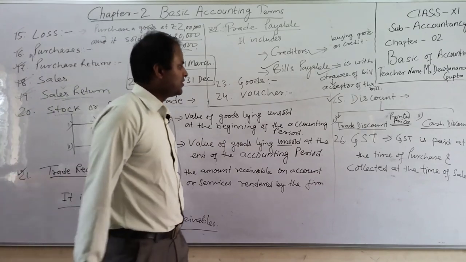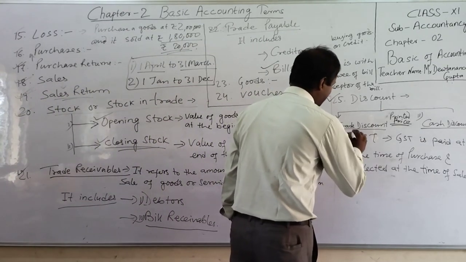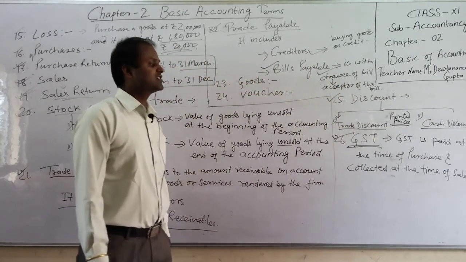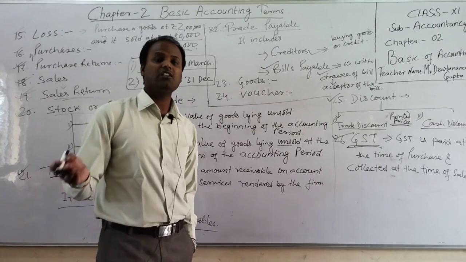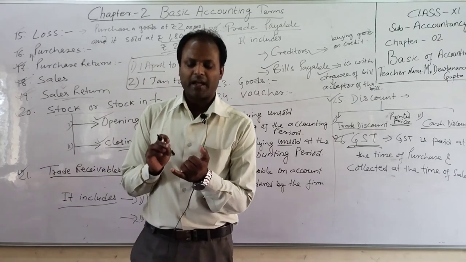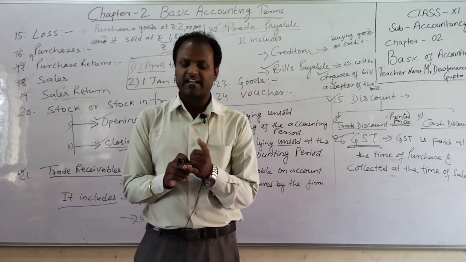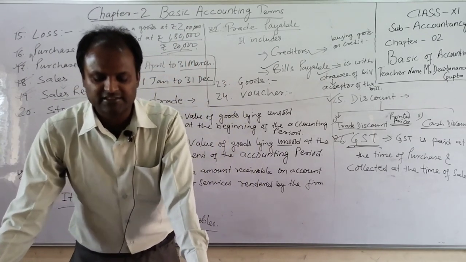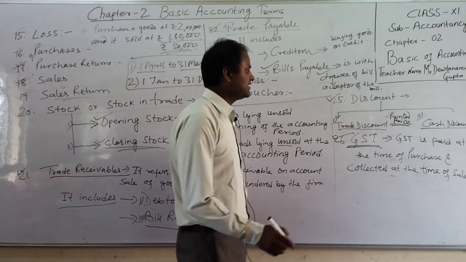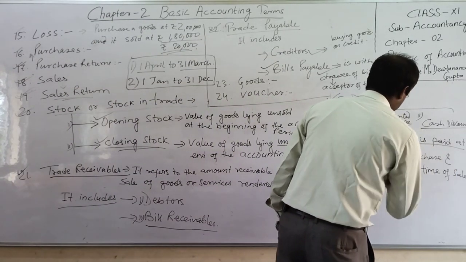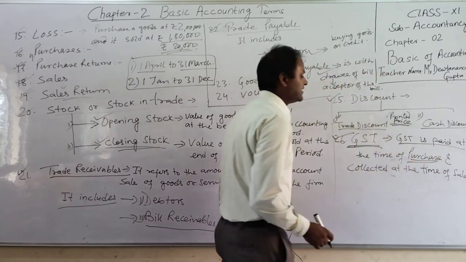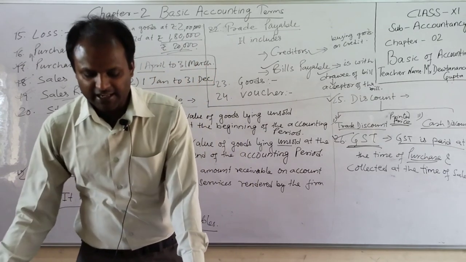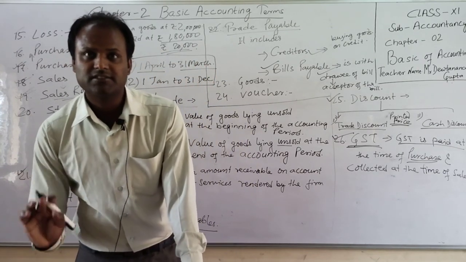Now next point we are going to discuss, that is GST. GST means goods and service tax, which includes all the taxes that emerged earlier: VAT, service tax, sales tax, excise duty. These all are merged under the single tax known as GST. GST is always paid at the time of purchase, but it is collected at the time of sales.